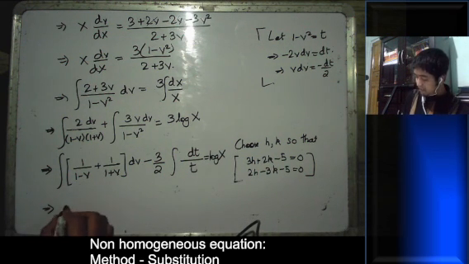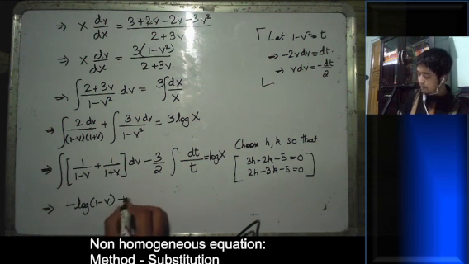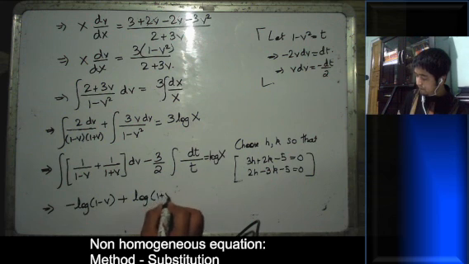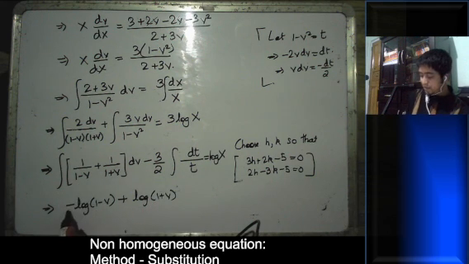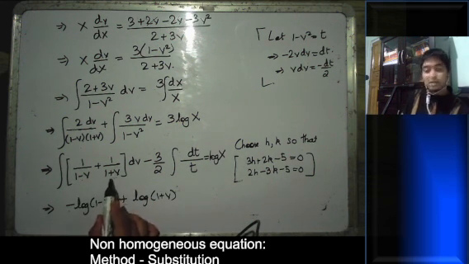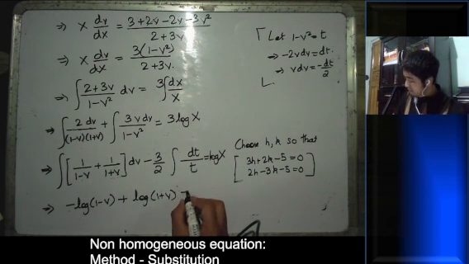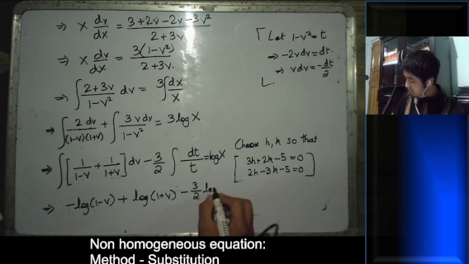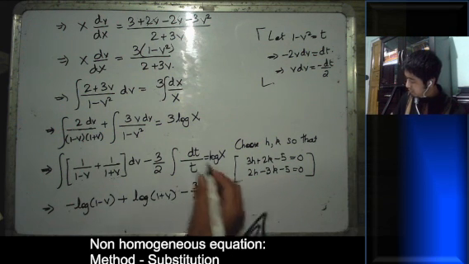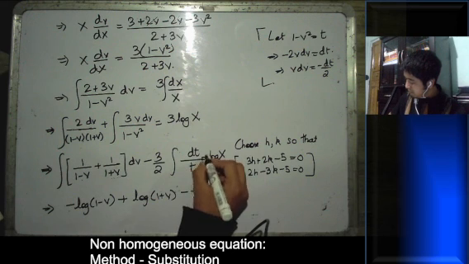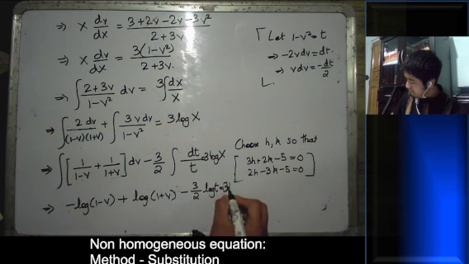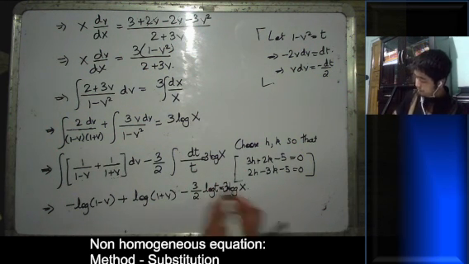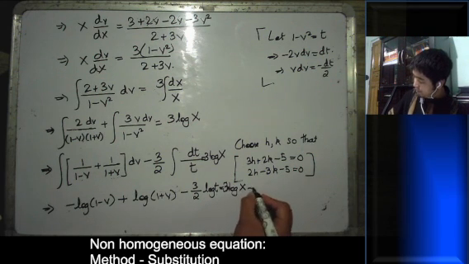Integration of this one becomes minus log 1 minus v. Integration of this one is log 1 plus v. The minus over here is because of this minus, and the plus because the coefficient of v is plus. 3 by 2 log t equals 3 log x. So there is no more integration sign. I can write down the constant as log c.